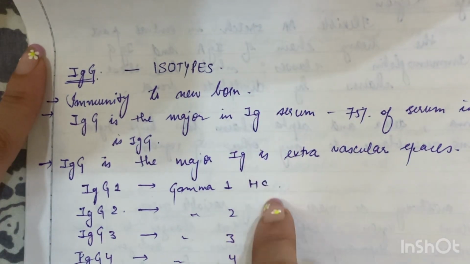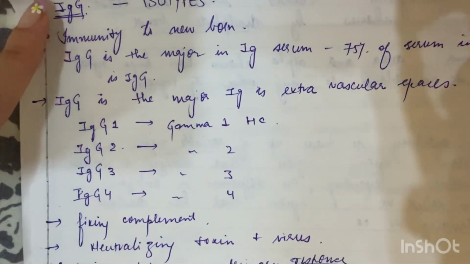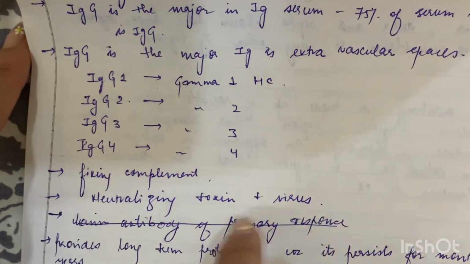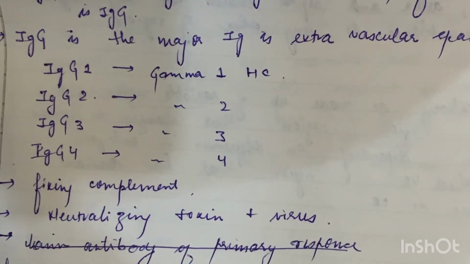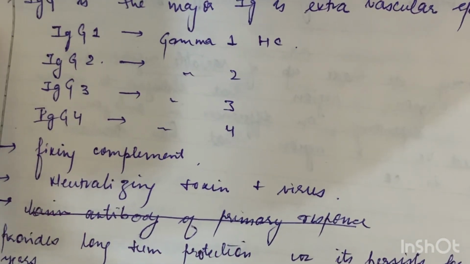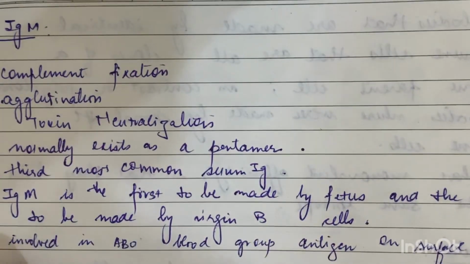I've mentioned some other details as well here. You can pause the video and write it, and if you're not able to understand any of the words, then you can just drop me a message in the comment box. I'll help you out. The other type of isotope is IgM.